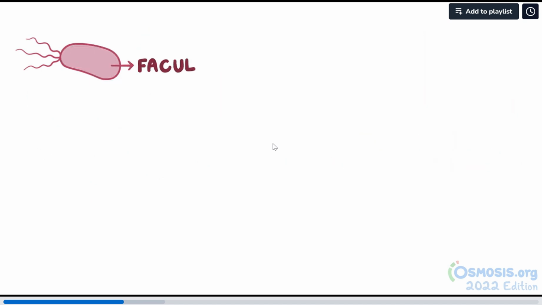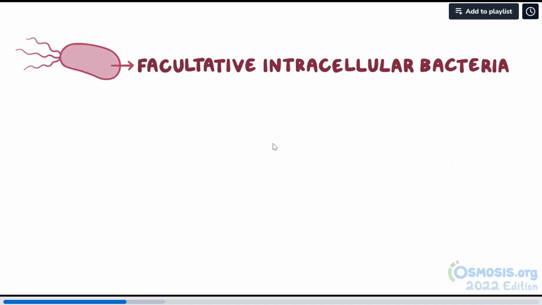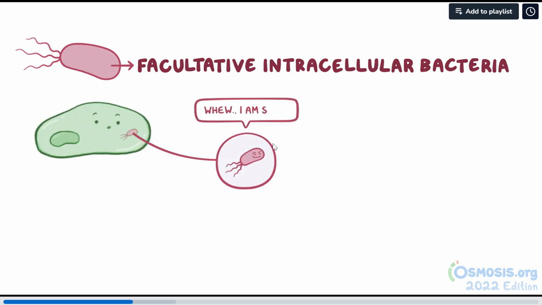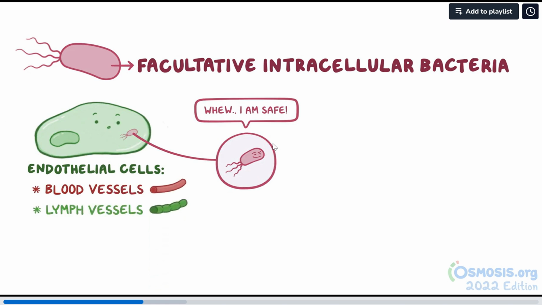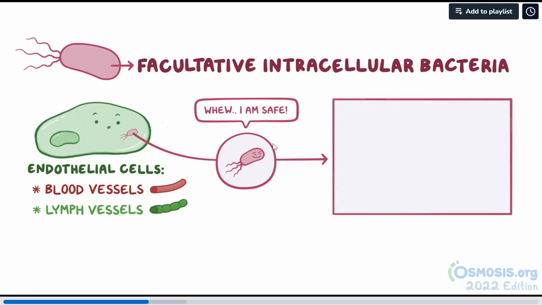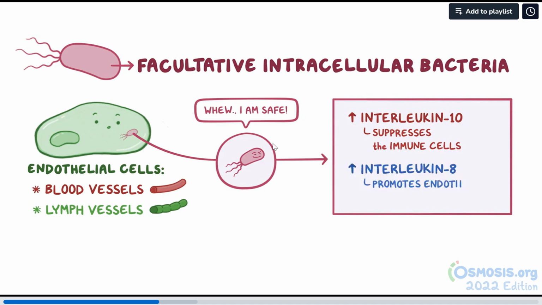Bartonella henselae is a facultative intracellular bacteria, which means that it's adapted to live inside cells to avoid the immune system. Specifically, it hides inside endothelial cells lining the interior surface of the blood vessels and lymph vessels. Once inside the endothelial cell, Bartonella henselae can trigger an increased production of interleukin-10, which suppresses the action of immune cells, and interleukin-8, which promotes endothelial cell proliferation.